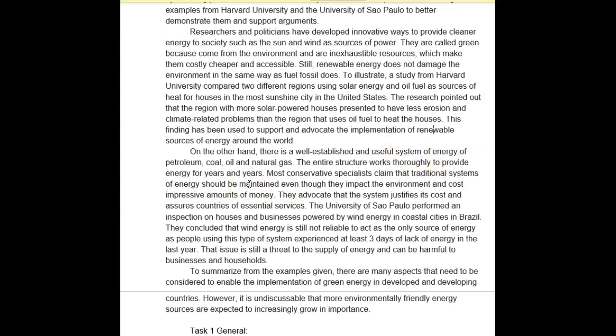Most conservative specialists claim that traditional systems of energy should be maintained even though they impact the environment and cost impressive amounts of money. They advocate that the system justifies its cost and assures countries of essential services. The University of Sao Paulo performed an inspection on houses and businesses powered by wind energy in coastal cities in Brazil. They concluded that wind energy is still not reliable to act as the only source of energy, as people using this type of system experience at least 3 days with less energy in the last year. That issue is still a threat to the supply of energy and can be harmful to businesses and households.